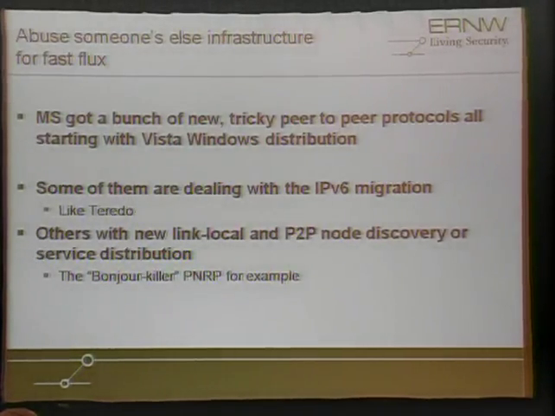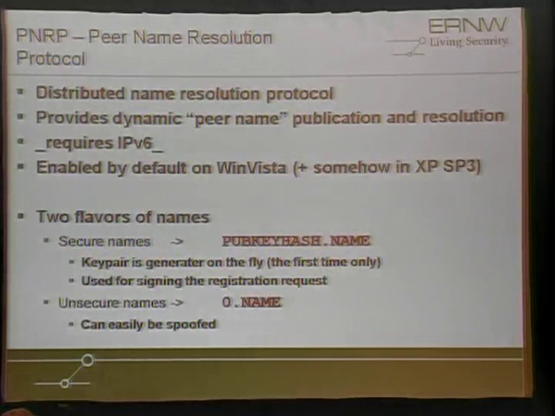Within that space there is one technology called PNRP, which is sometimes called the Bonjour killer. It performs the same actions that Bonjour does in the Mac space, that is, a distributed and dynamic name resolution. It requires IPv6. We'll cover how it works in a second. It's enabled by default in WinVista, and it's somehow present after you install XP SP3. The main intent is to have an IPv6 replacement of DNS, which plays a major role in IPv6 anyway, but also a technology which allows you to dynamically register names and resolve them within a given space, which in PNRP terminology is called the cloud.